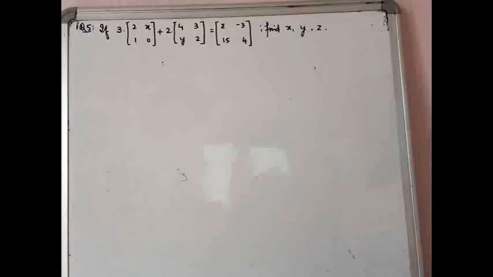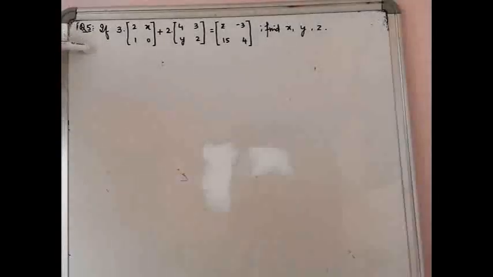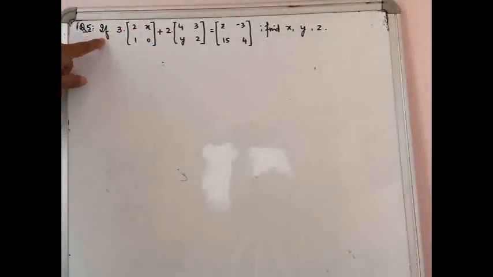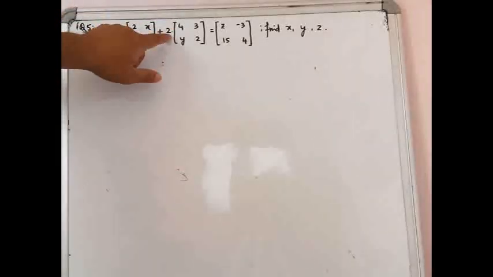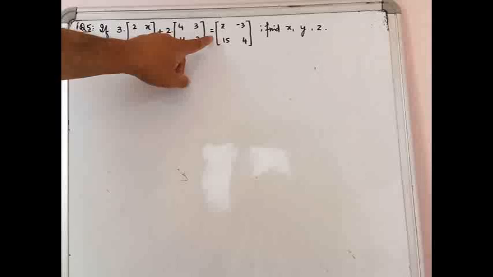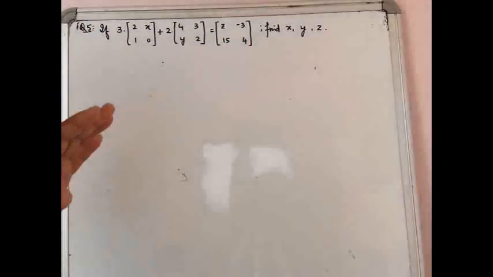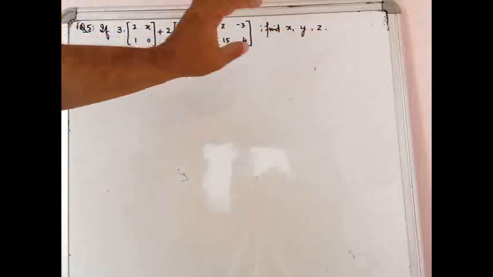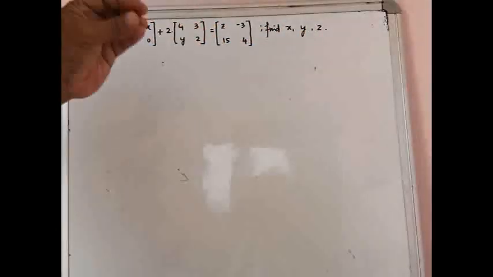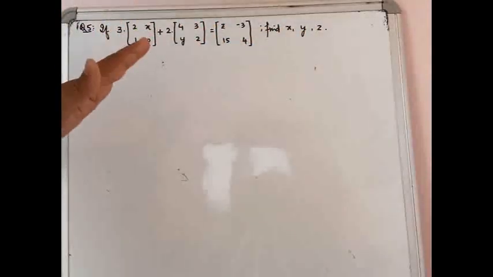Okay, so now here is question number 5 that I have written. First, please read it carefully. If 3 times this matrix plus 2 times this matrix is equal to another matrix, third matrix, find the values of x, y and z. All these are in small letters, that means these are individual elements, not matrices.